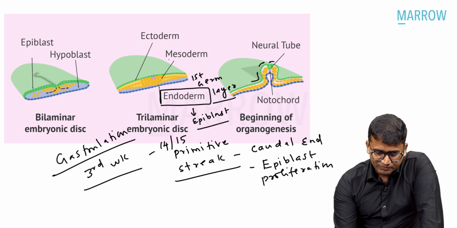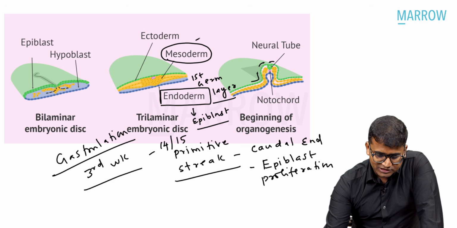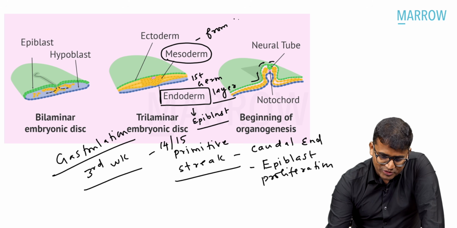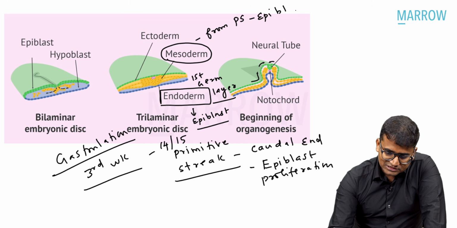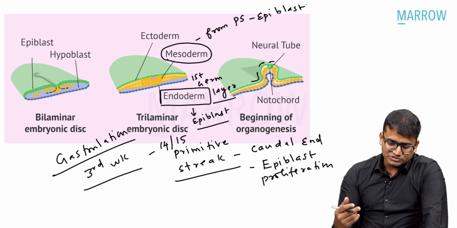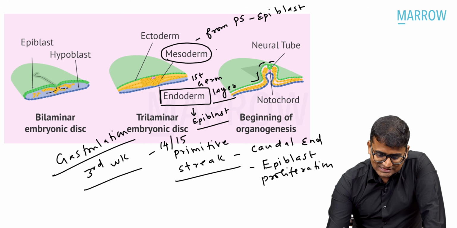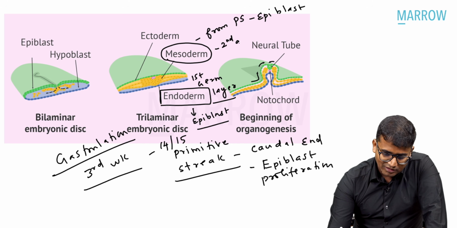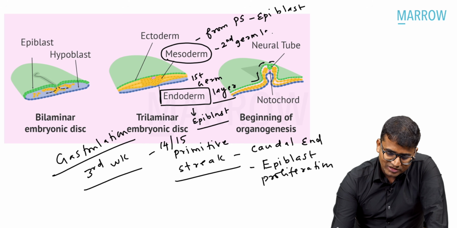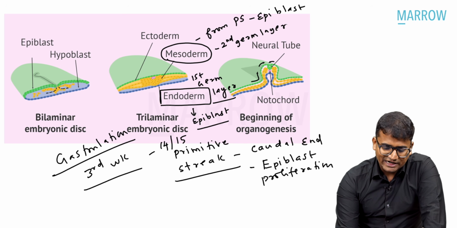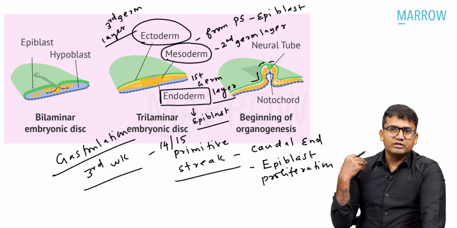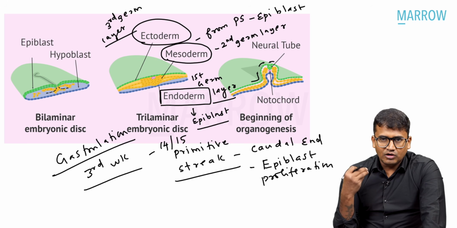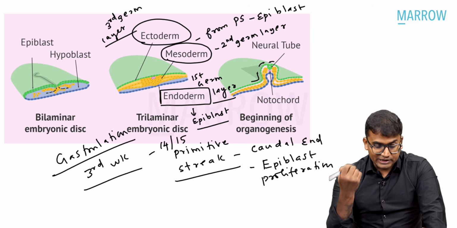Now, the second germ layer is the mesoderm. Mesoderm is derived from the primitive streak. Just now I told you, the primitive streak comes from epiblast. So the primitive streak forms the mesoderm, the second germ layer to develop. After the formation of mesoderm, the remaining epiblast forms the ectoderm. So ectoderm is the last, third germ layer to develop. All three germ layers come from epiblast.